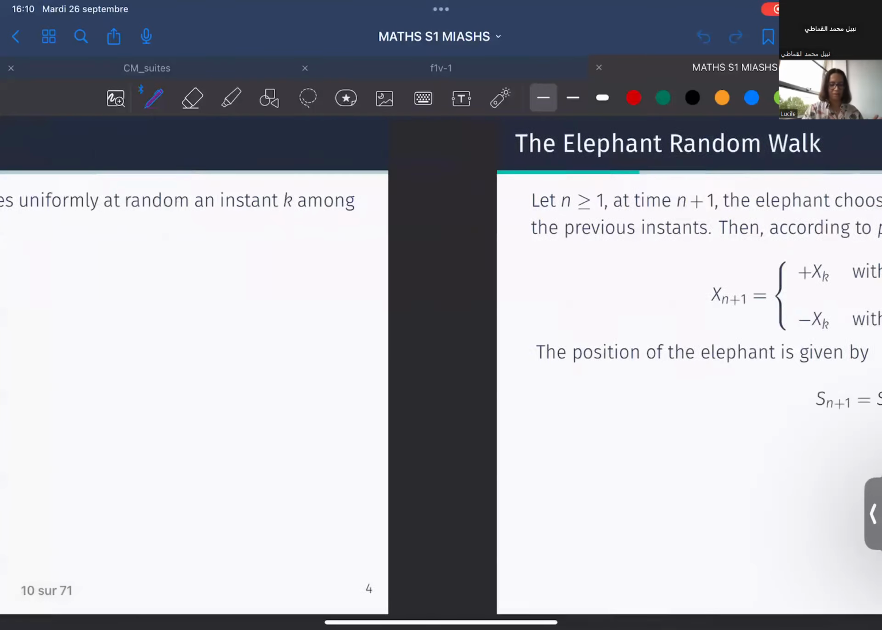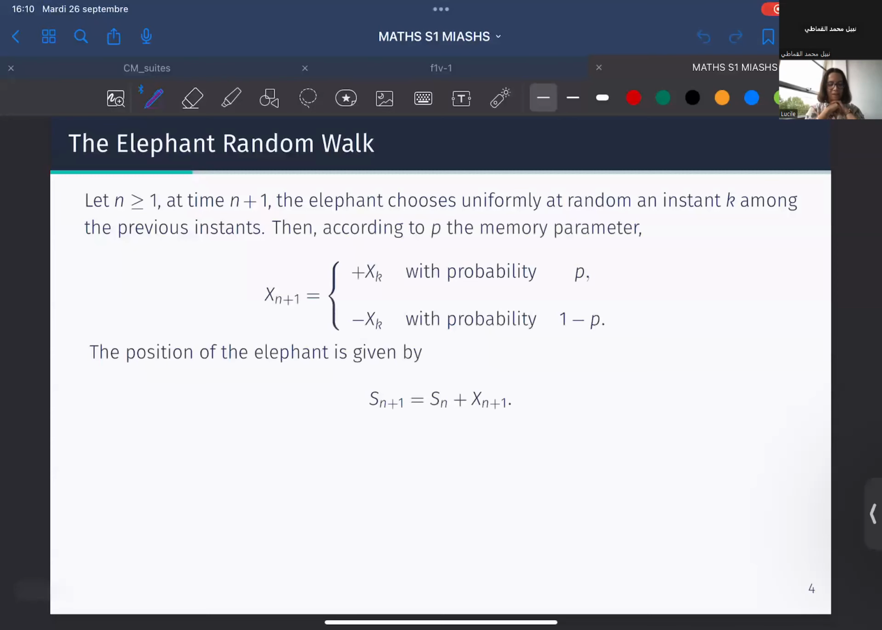And then for the next step, it either does the same thing that it did at time k with probability p, or the opposite of what it did at time k with probability 1 minus p. And the position of the elephant at time n plus 1 is given by the position of the elephant at time n plus the steps that it performed at time n plus 1.